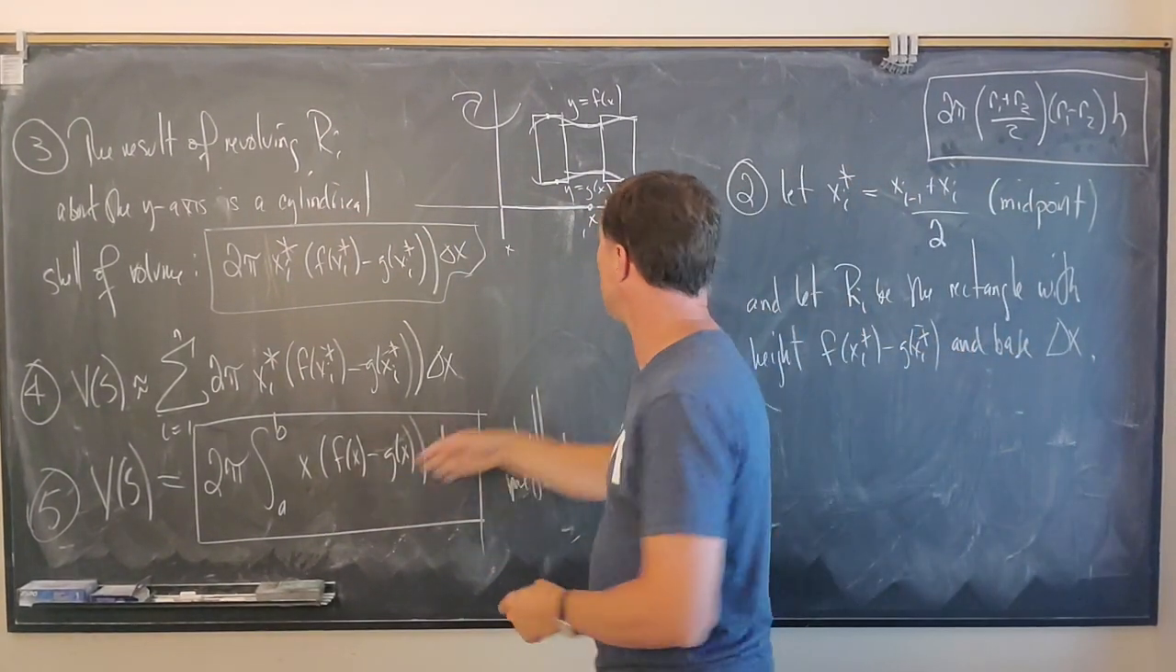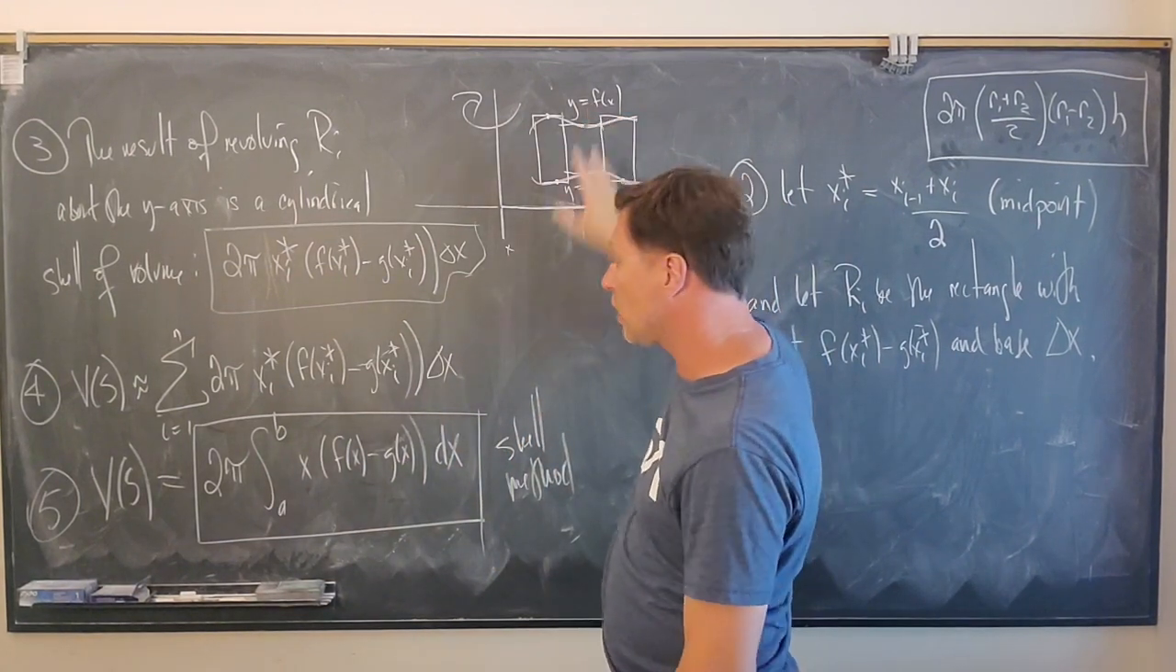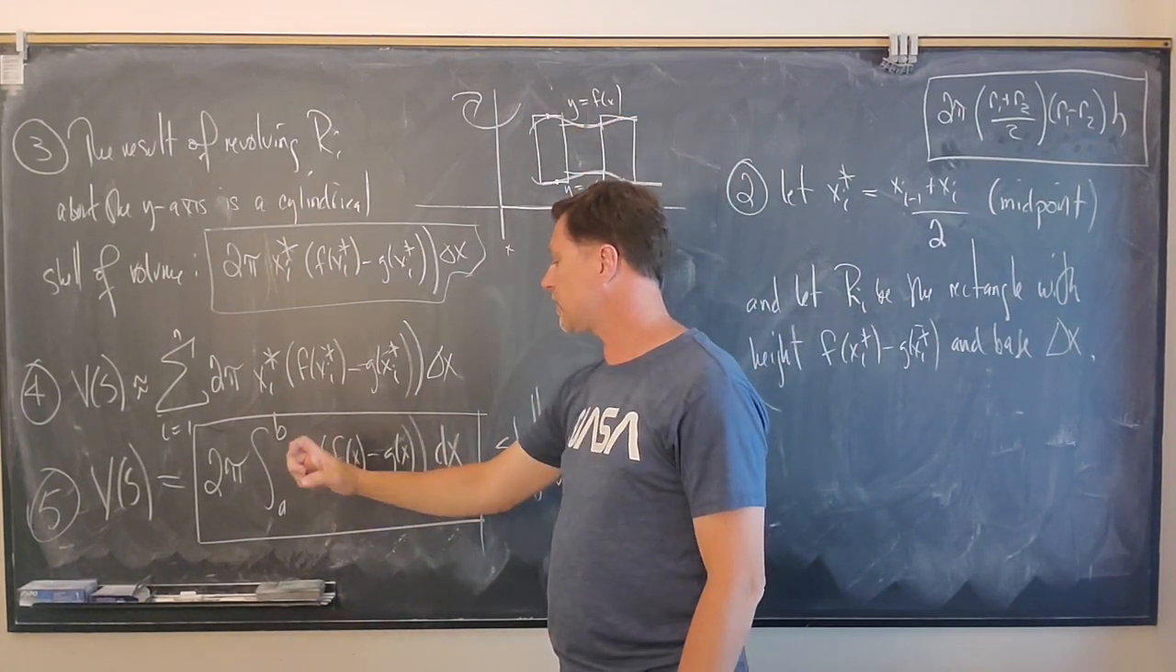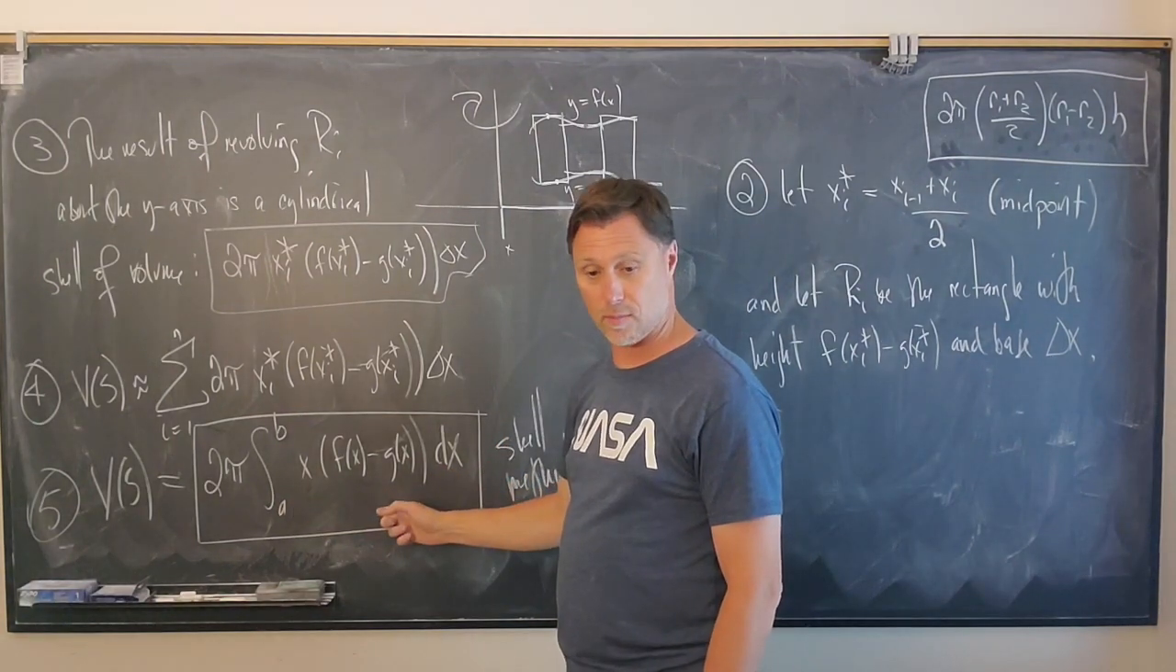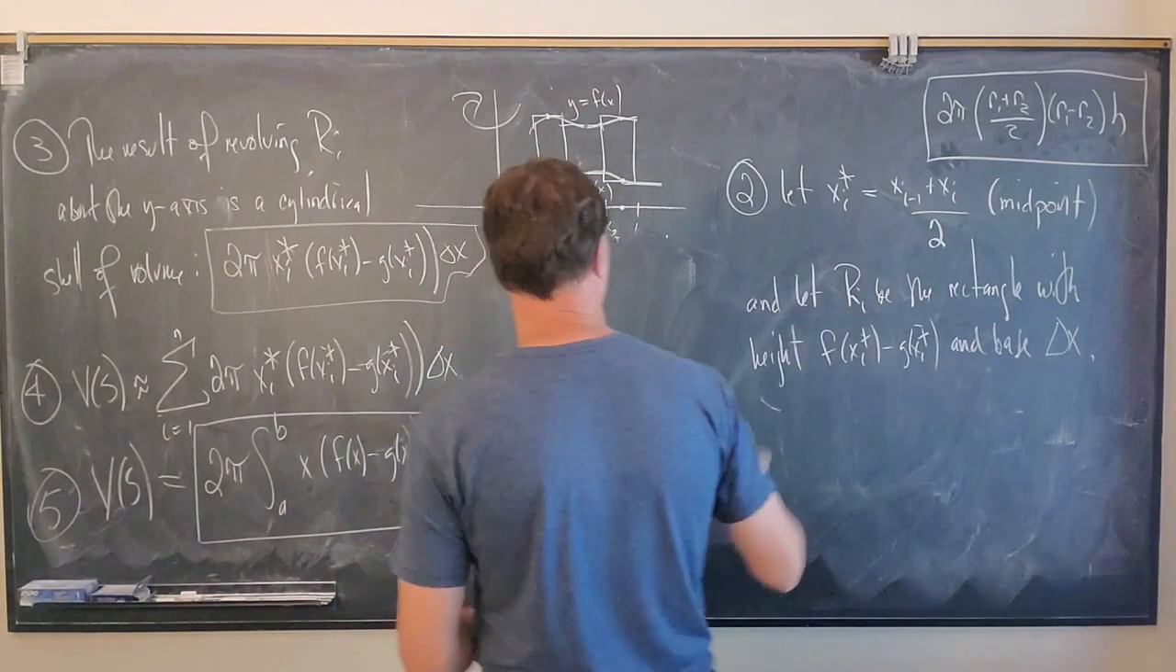F of x minus g of x corresponds to the height. So in this formula right here, you can see radius times height. Right? And that'll be important a little later on.